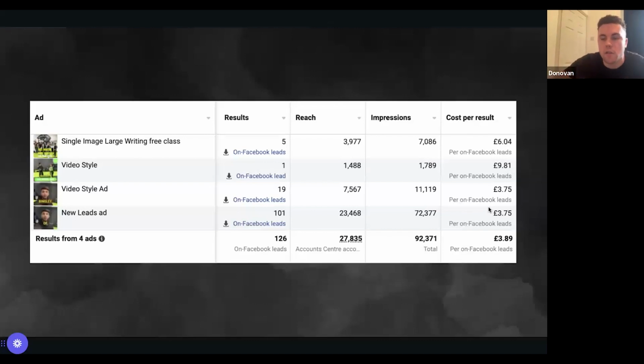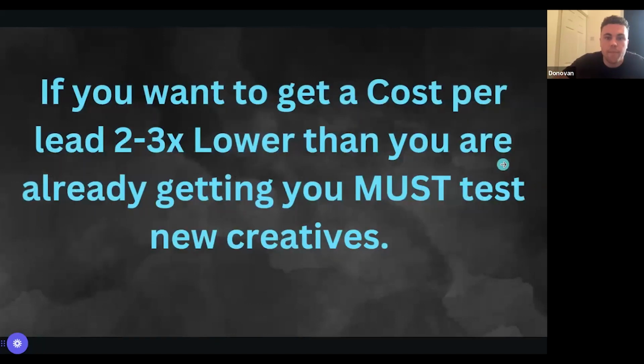And you might be looking at that and thinking £3.75 a lead, £6 a lead doesn't really make a difference. If you're getting a cost per lead at half what you usually get, you're going to get double as many leads as you usually do. You're getting it a third of what you usually get, you're going to get 3 times as many leads as you usually do. It makes a big difference. So if you want to get a cost per lead that's 2 to 3 times lower than you're already getting, we must test new creatives.